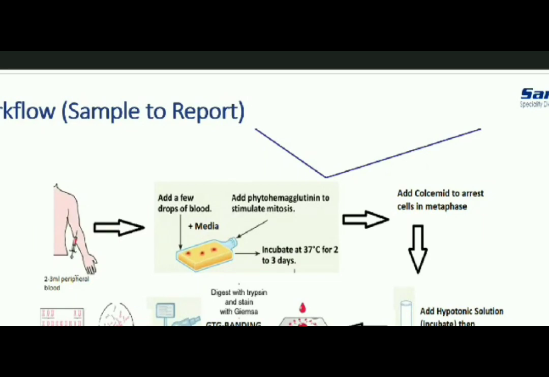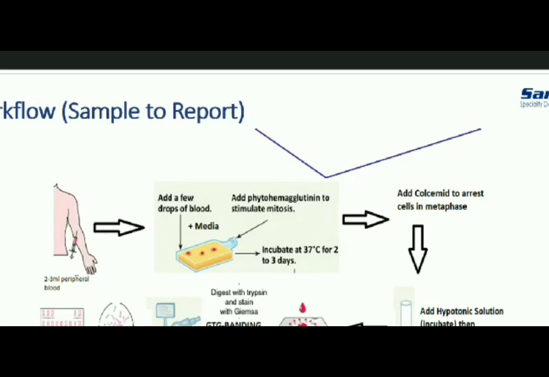Suppose we have two or three days of holidays, for example Saturday and Sunday, or any festival holidays. In that case, I request the sales team to collect the sample after the third day or before the second day only. Why? Because transportation should not be a problem from your side. You must send a sample, and the sample should always reach the lab within 72 hours.